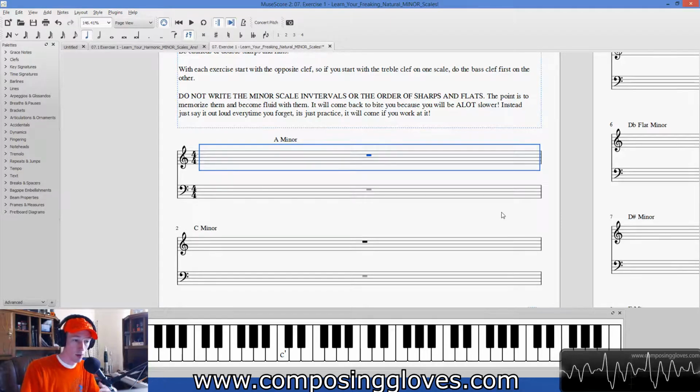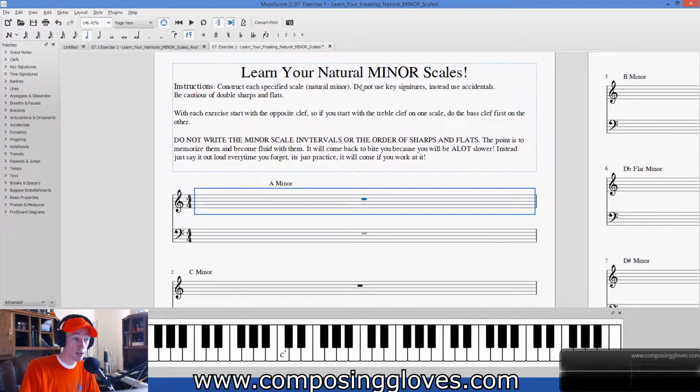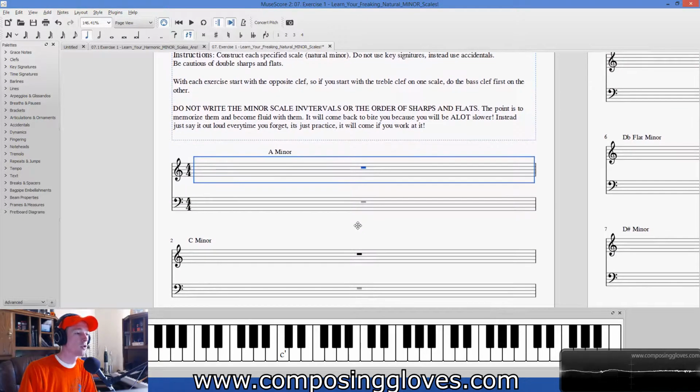So there are three kinds of minor scales. There's natural, harmonic, and melodic. And harmonic sounds really cool. We'll get to that. Of the three, that's my favorite one. But let's move down to making them.